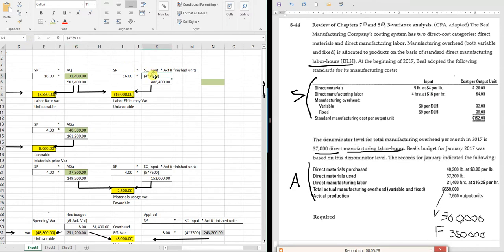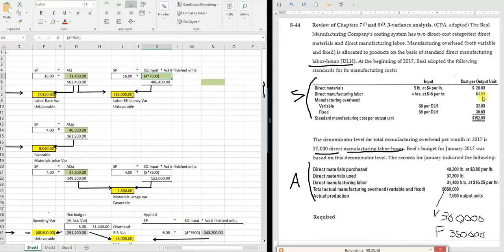So I have 4 times 7,600. This tells me how much I should have used for what I made. So each one of them took 4 hours. So if I made 7,600, I would need 4 times 7,600 is the total hours. My standard labor rate is $16 per hour.